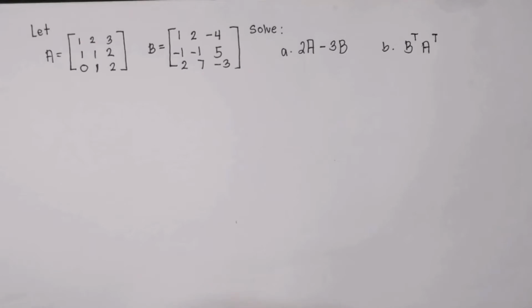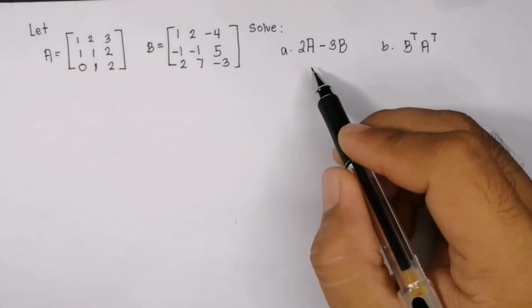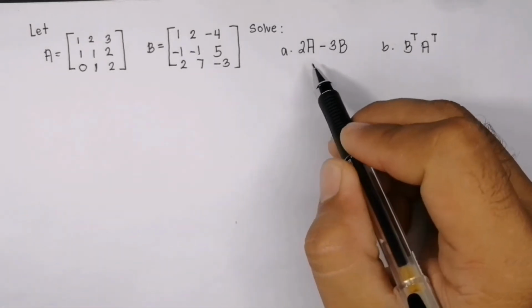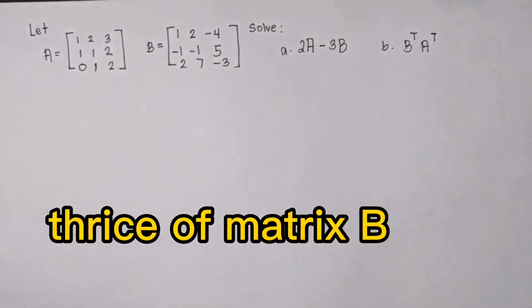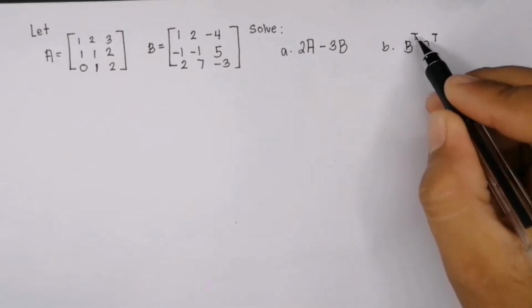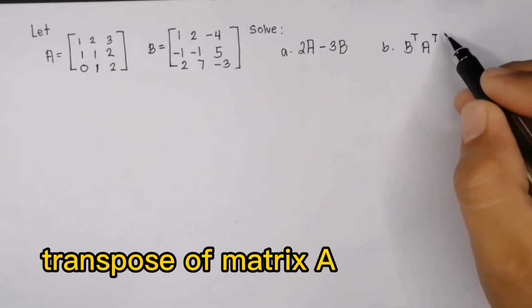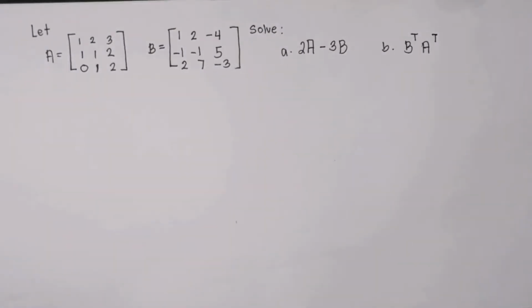What we're trying to solve right now are the following. We're going to get the difference between twice matrix A and thrice matrix B, and the transpose of matrix B times the transpose of matrix A. So first, we need to know the different terms.